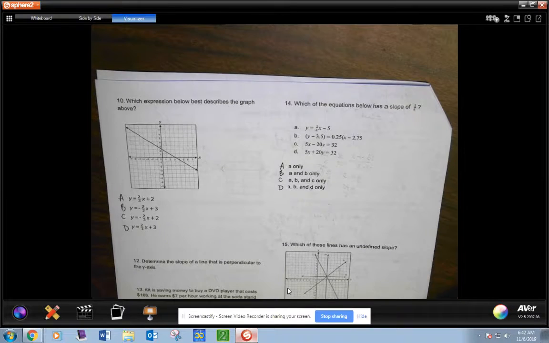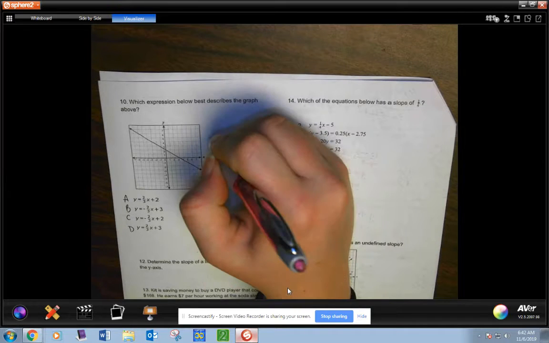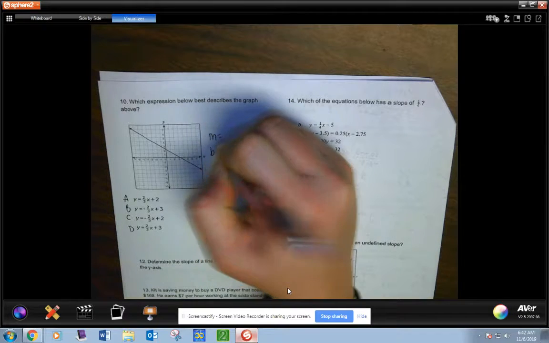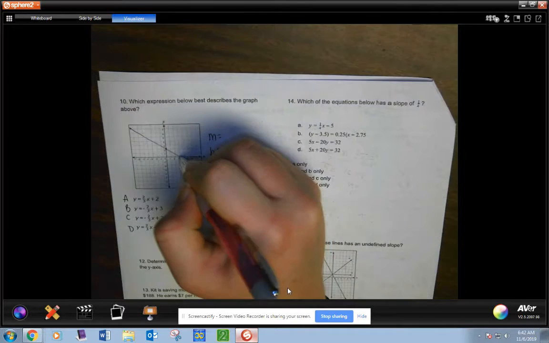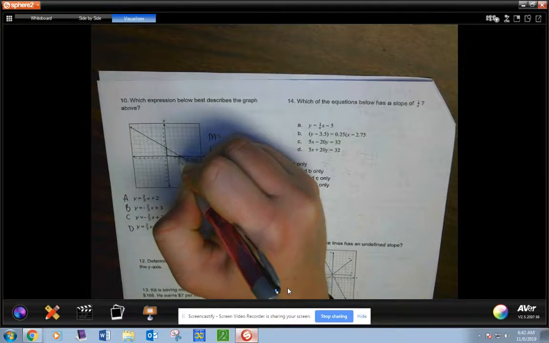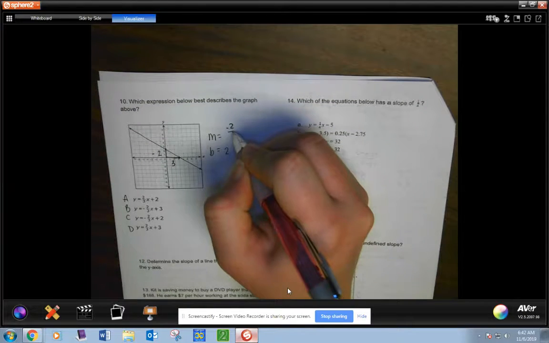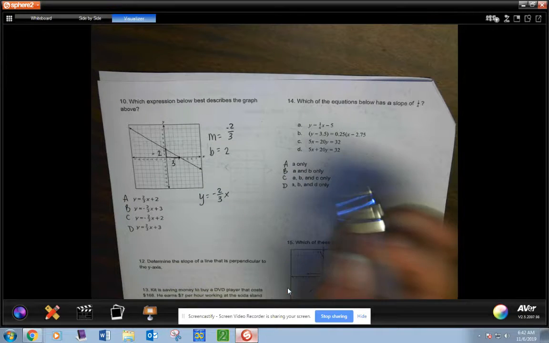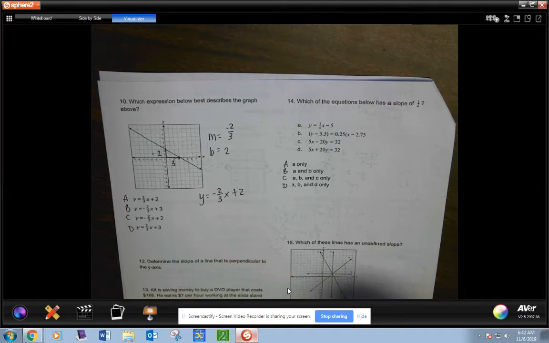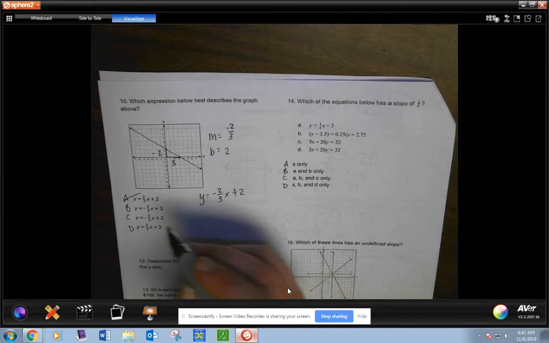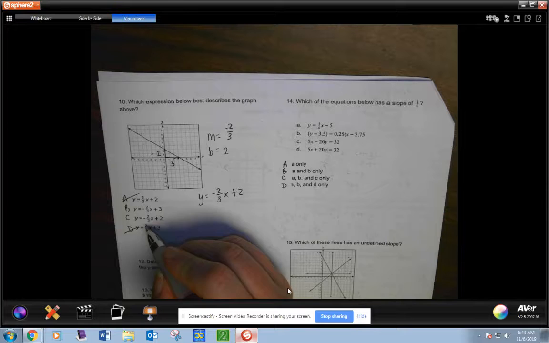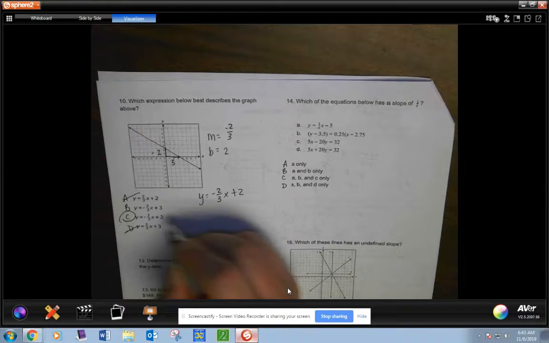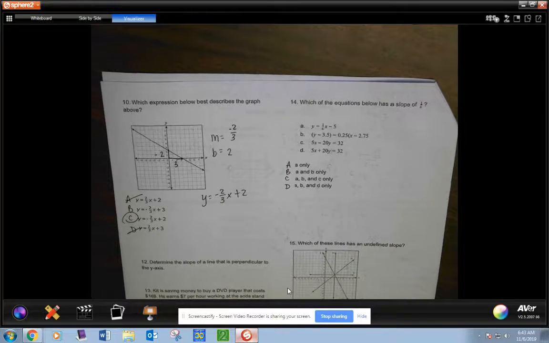Number 10, which expression best describes the graph above? Well, you need to know M and you need to know B. So I'm going to start with B. I'm crossing at 2. There's another point right here, so I'm going to find my slope, which I'm dropping 2, running 3. So this would be negative 2/3, which can't simplify. So when I plug in my equation, y equals negative 2/3 x plus 2, I just need to find the one that matches. I know A is gone and I know D is gone because they're not negative slopes. So C has to be my answer because it is the correct y-intercept.